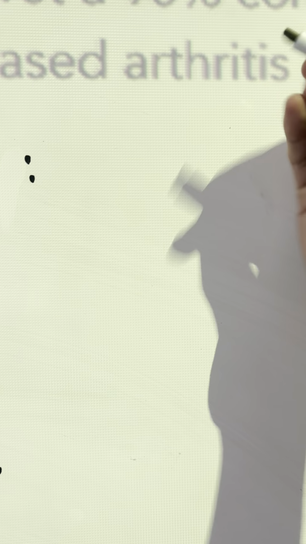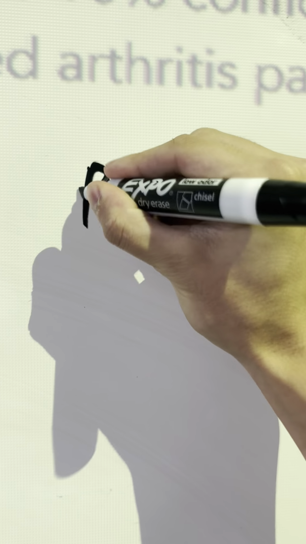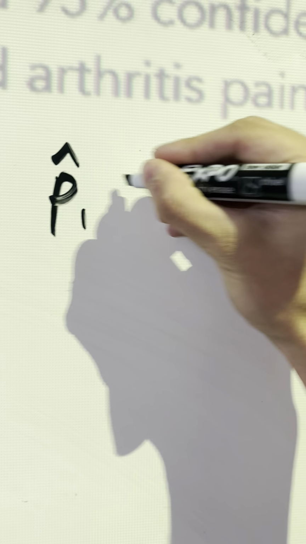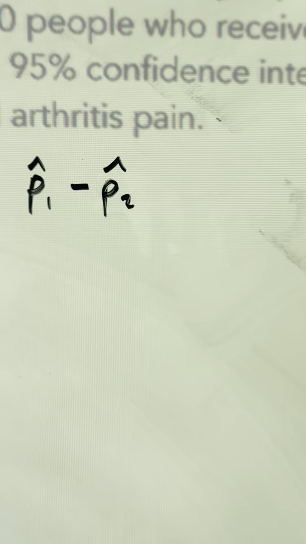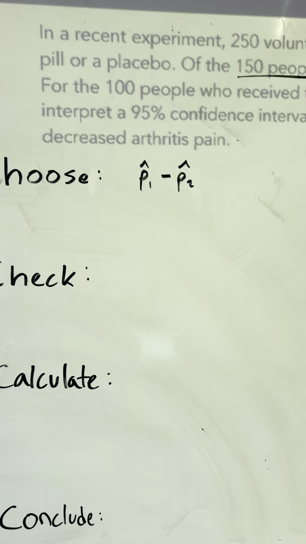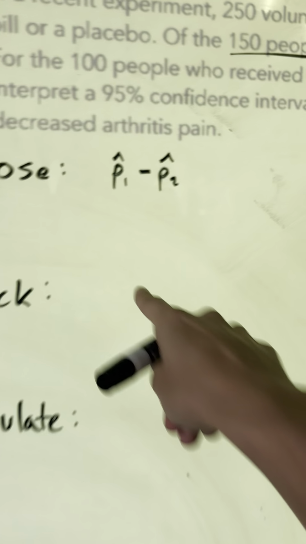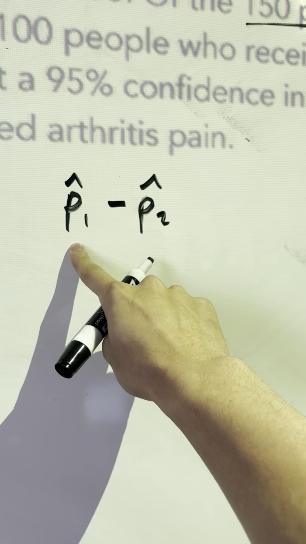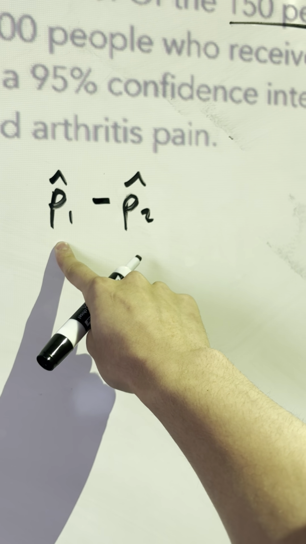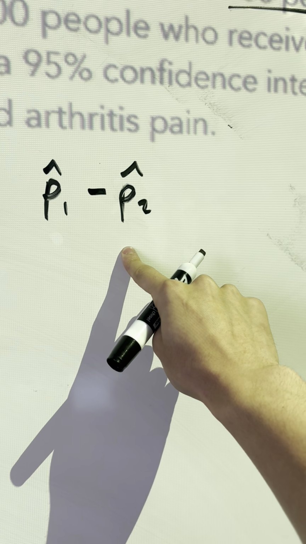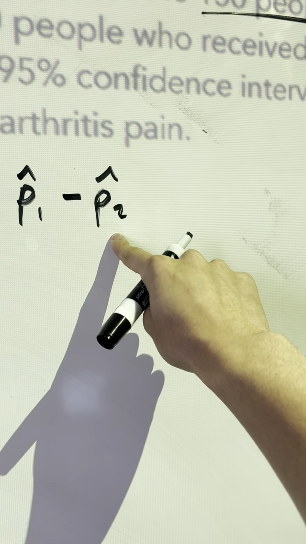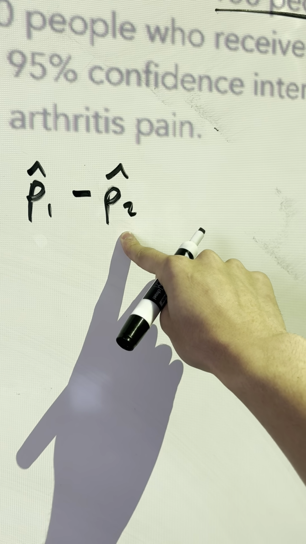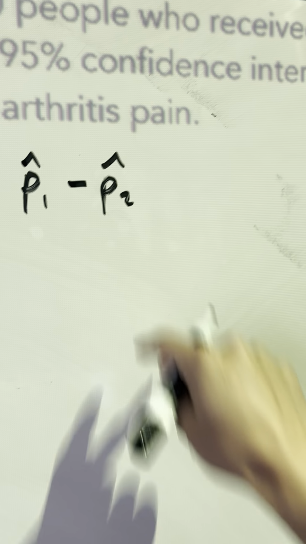So you can write that in words, or you could say P1 hat minus P2 hat, which tells us that is the difference between the proportions of people who received the new pain med and reported decreased arthritis pain, and then minus the proportion of people who were given the placebo but reported decreased arthritis pain. So this is what we're going to be looking at for this.